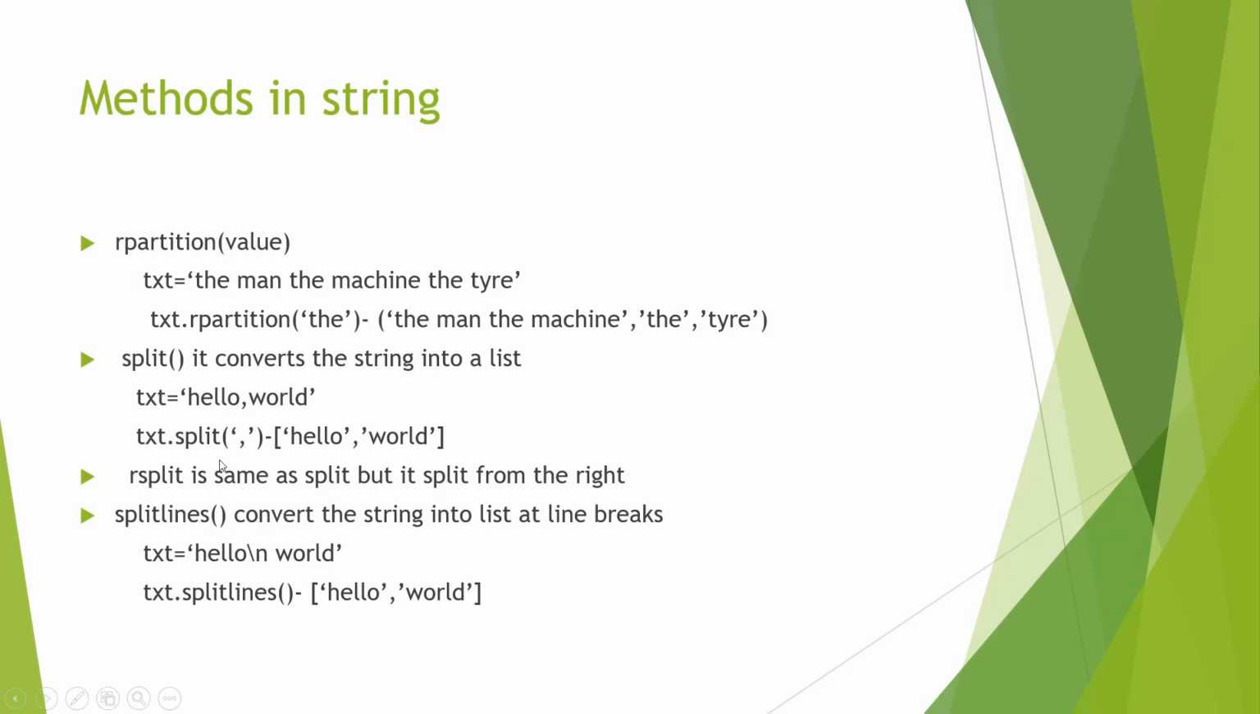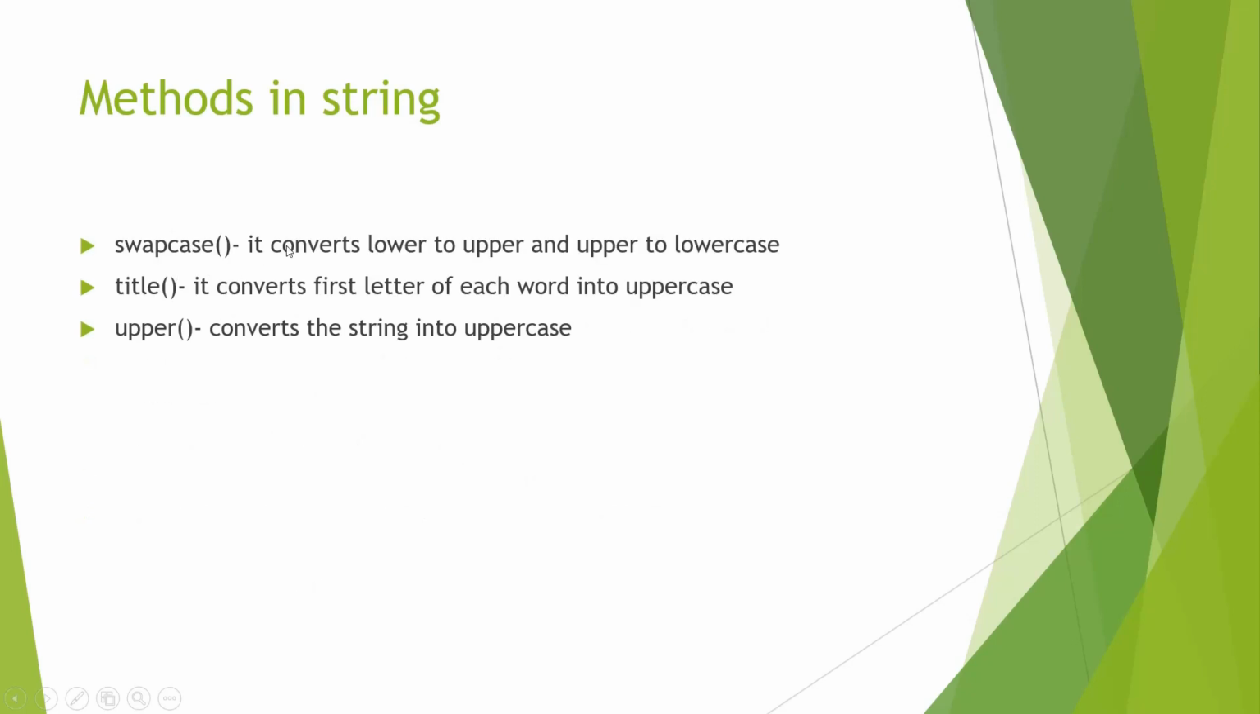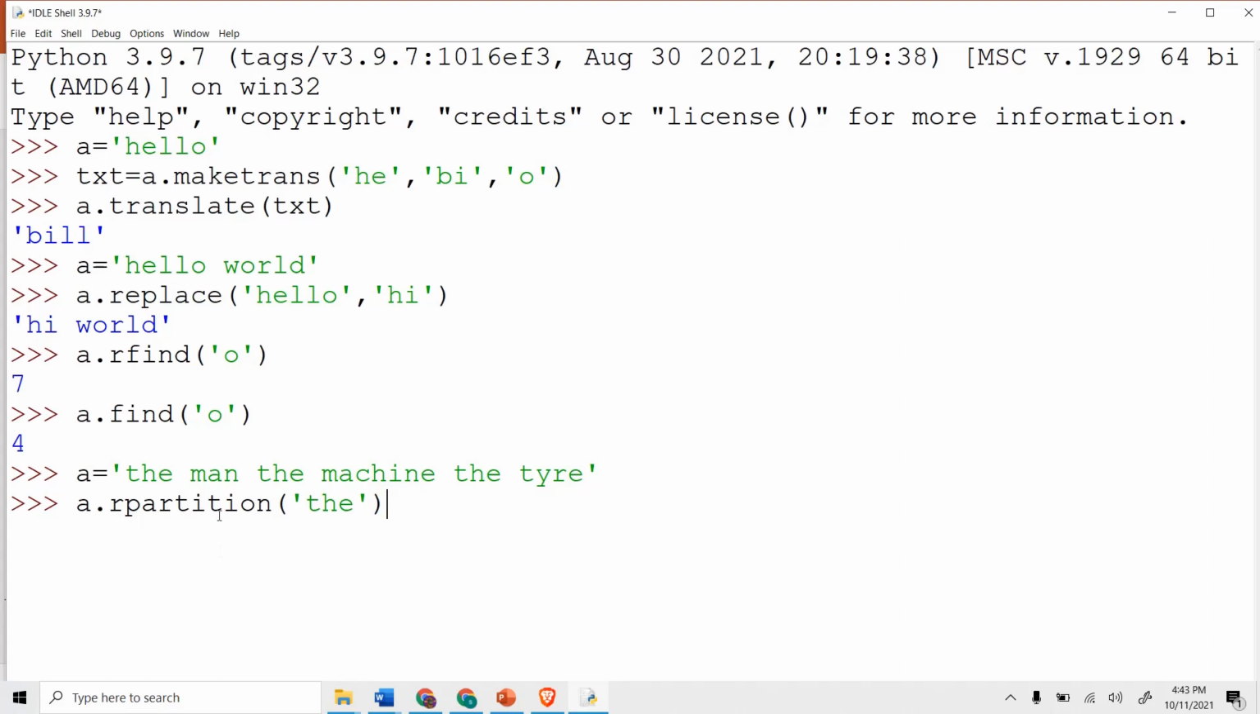So split line, just like the split, it converts a string into a list, but it will split the line where it's a new line, like a character \n is present, right from there it will split the string into a list. Swap case, it converts within a string, all the lowercase will be converted into uppercase and the uppercase will be converted into lowercase. Title, it converts the string into a title, so the first character of every word will be uppercase. Upper, it converts the string into uppercase, and just exactly the upper, there is a method called lower, it converts the string into lowercase. So we did a dot r partition.